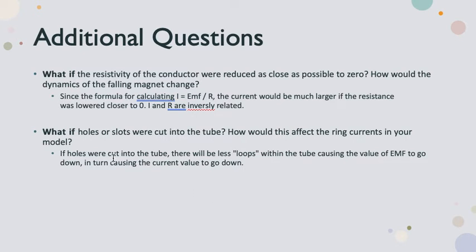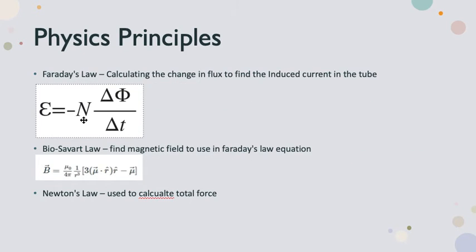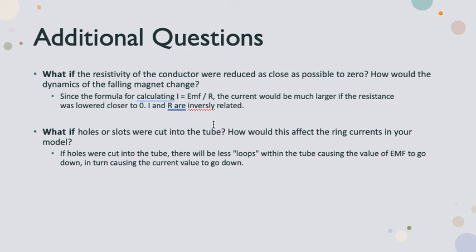What if holes or slots were cut into the tube? How would this affect the ring currents in your model? As we can see from the formula from the beginning, N is within the EMF formula. If holes or slots were cut out of the tube, the number of loops will technically go down, and that would cause the EMF to go down in turn because they are proportionally related.